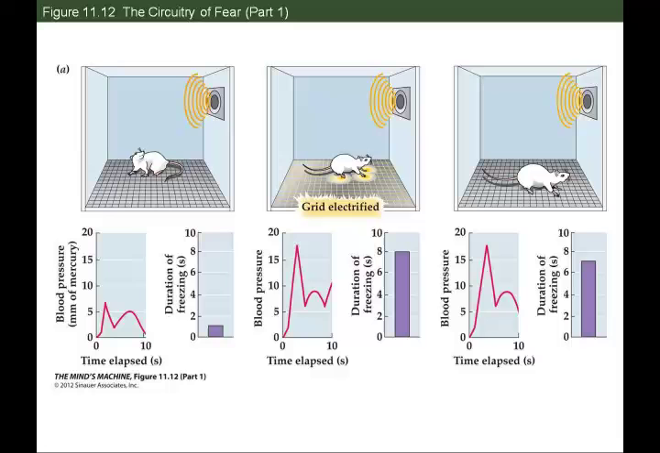When the rat is trained to associate the tone with the electric grid, as in the last one on the right here, as soon as it hears the tone, without even being electrified or anything like that, it starts freezing. And if you look at the bottom, B and C look exactly the same. The blood pressure is increased, and the duration of freezing is the same. So they have learned to associate, or in other words, they have successfully been fear conditioned.